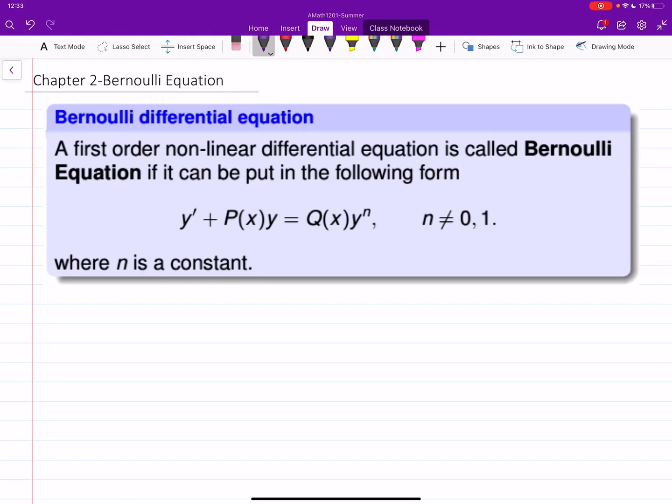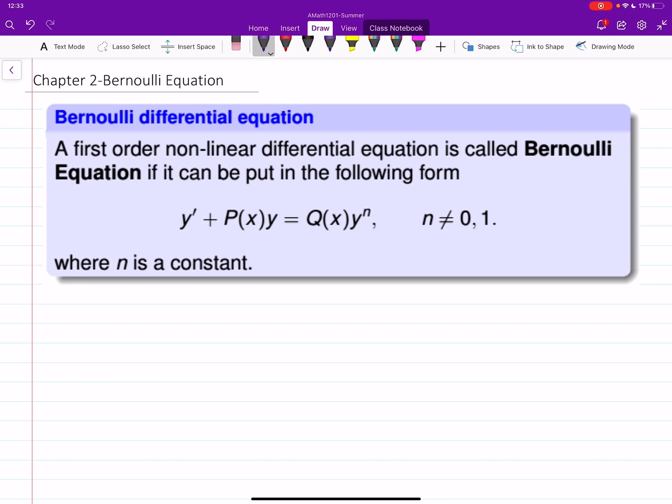Hello everyone. In this video, we will quickly review what Bernoulli differential equations are and how we solve them, and then I'll do some examples for solving this family of differential equations.